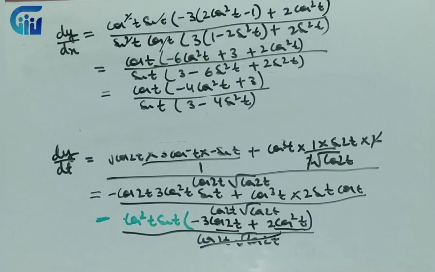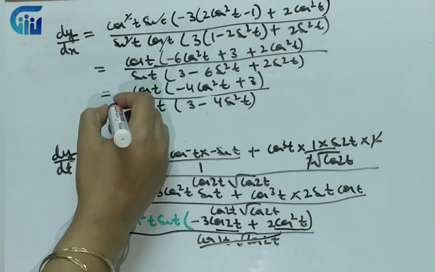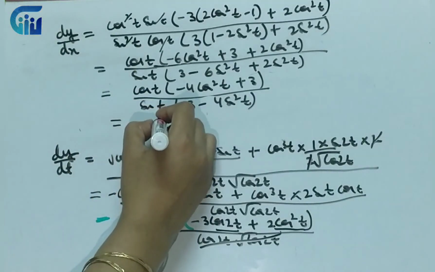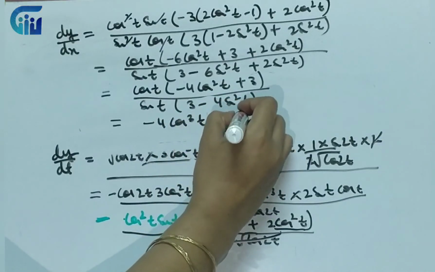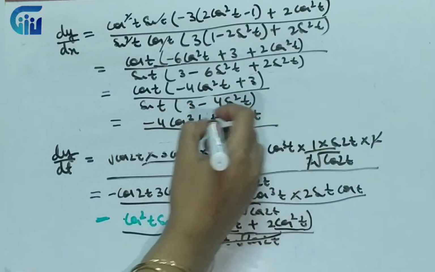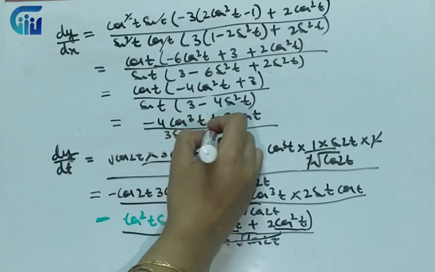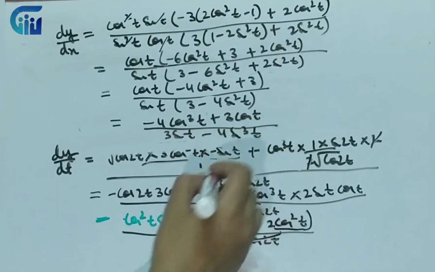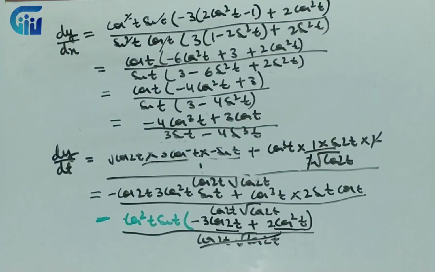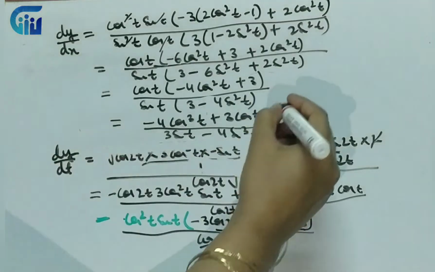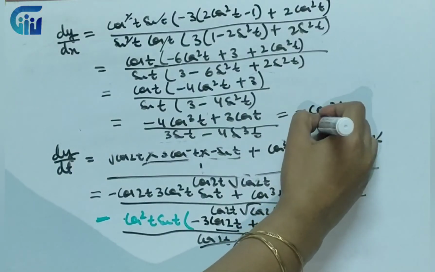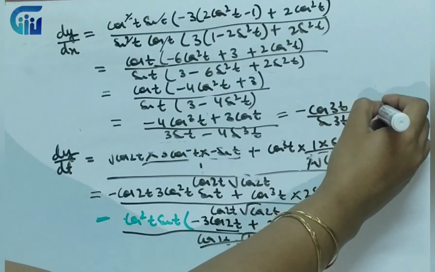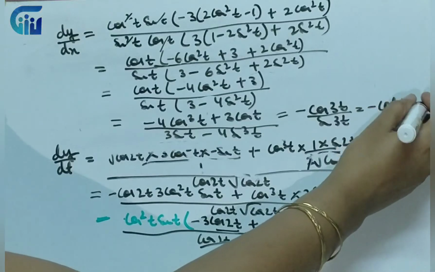Now let's multiply cos and sin with the bracket terms. So what we will get? We will get minus 4 cos cube t plus 3 cos t. Just try to recall any formula. 3 sin t minus 4 sin cube t. So we have in the numerator formula of cos 3t if I take minus sign common, right? So over here we can say minus cos 3t and here it is sin 3t. So answer will be minus cot 3t.